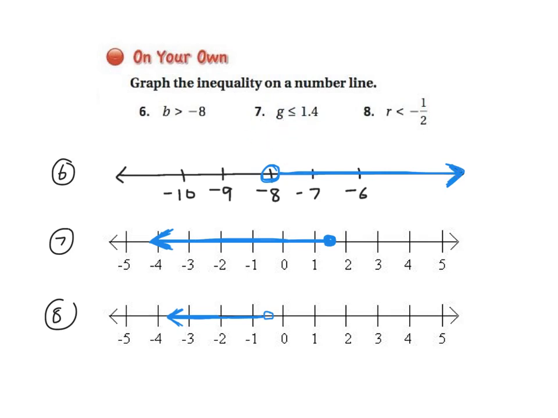For number 7, this inequality reads g is less than or equal to 1.4. So I'm going to start at 1.4, which is somewhere between 1 and 2, and I'm going to put a closed circle because I see the or equal to. Now, since it's g is less than or equal to, I graph all of the numbers that are smaller or less than 1.4, so to the left. For the last one, -1/2 is somewhere between -1 and 0. So since its r is less than -1/2, I have an open circle and I graph to the left.